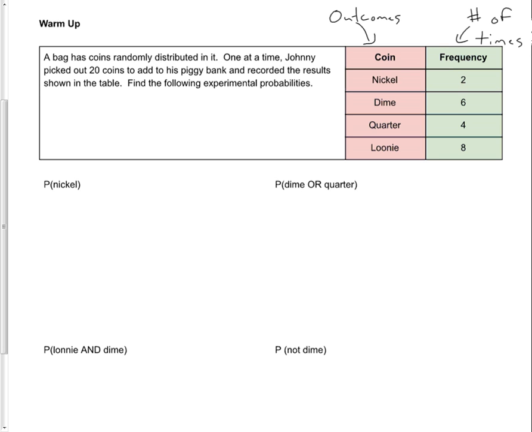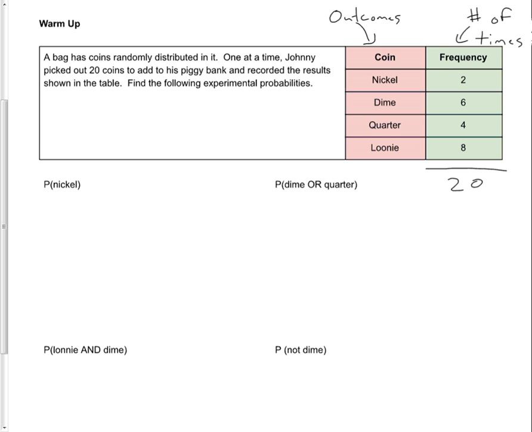So we know that there's a bunch of coins in there. Let's first figure out what's the total frequency that has been pulled. Again, it tells us he picks out 20 coins, so let's just verify that. 2 plus 8 is 10, and 6 and 4 makes 10, for a grand total of 20 coins. So we know that our total result is going to be 20.